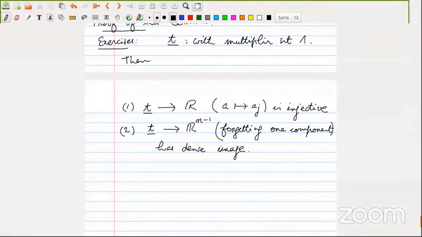The first one is very interesting. It says that the map from A to AJ, remember that my T underline is a lattice inside R to the n, and there is no reason that when I project it down to one R, the z component, it is injective. But here it turns out to be. This is a very striking thing. So try and do this one, it's not so difficult. With this I can now try to prove the above statement, but I'm not sure if I have the time to do so, so maybe I should just go ahead.